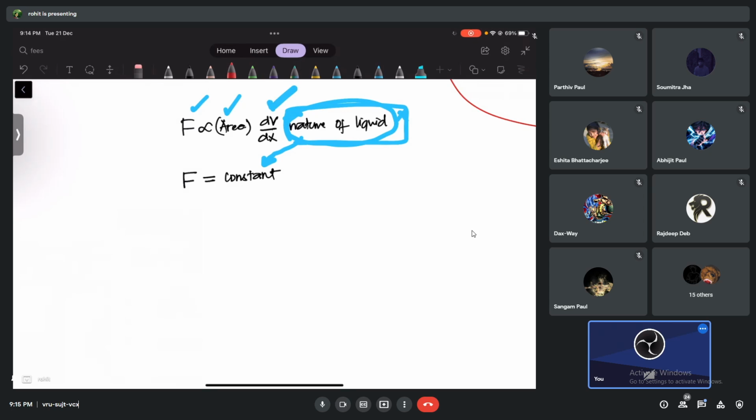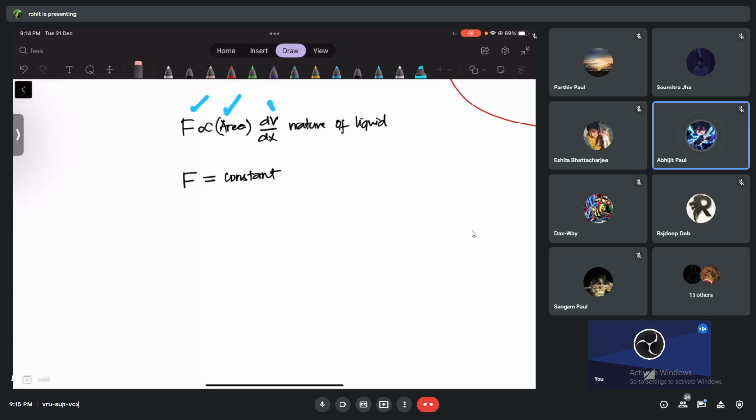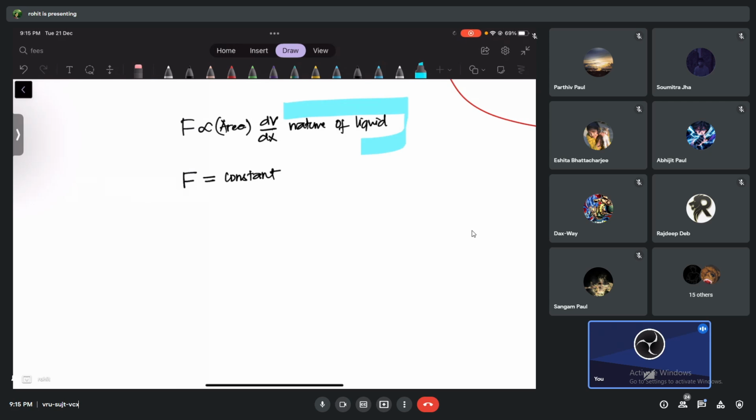Did you understand what I said? I think it did not make sense to you all. Sir, nature of the liquid and density are the same? No. Density and nature of the liquid are not the same. Some liquid may be dense, but may offer very little viscosity. Okay, so that's why it's not like that.